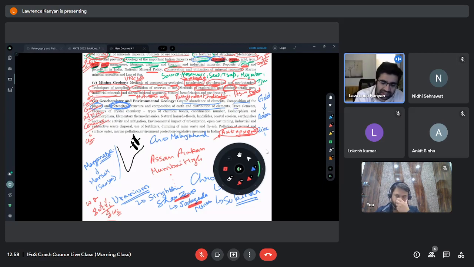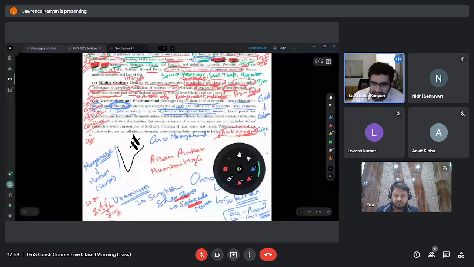Trace elements and crystal chemistry. Okay, so in trace elements, the europium anomaly is important, and lanthanoid contraction. Okay, so they can ask you short questions on these parts. Types of chemical bonds. Okay, so this question can also be asked. Very simple. Okay, ionic, covalent, van der Waals bonds are there, metallic bonds are there.